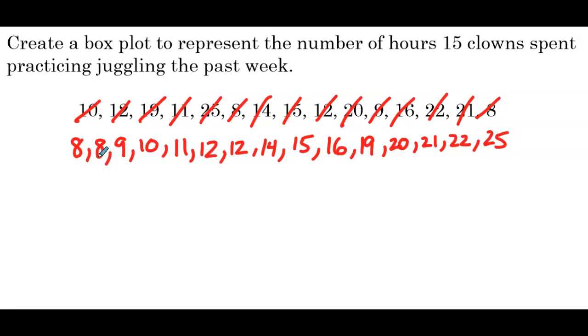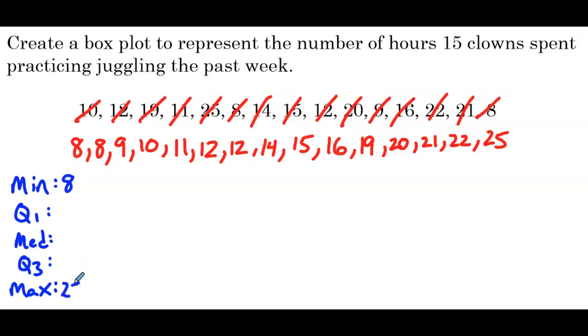Now, just to double check, let's make sure we do have 15 numbers in the list. 1, 2, 3, 4, 5, 6, 7, 8, 9, 10, 11, 12, 13, 14, 15. Nothing would be worse than missing a number. Okay, so we'll write it in order this time. We'll go minimum, quartile 1, median, quartile 3, and the maximum. So the minimum number in our list is 8. Maximum is 25.